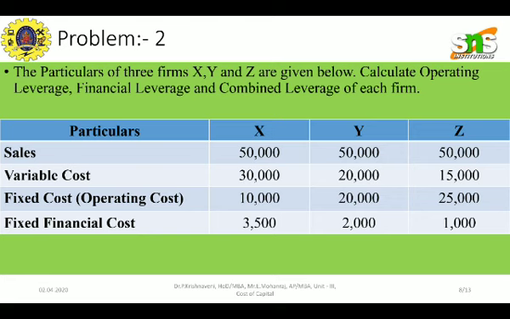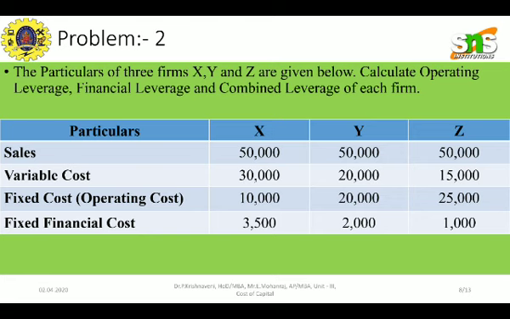The first item is sales: 50,000, 50,000 and 50,000. The 50,000 is common for X, Y and Z. The next one is variable cost: X 30,000, Y 20,000, Z 15,000. And the next one is fixed cost: for X 10,000, Y 20,000 and Z 25,000.